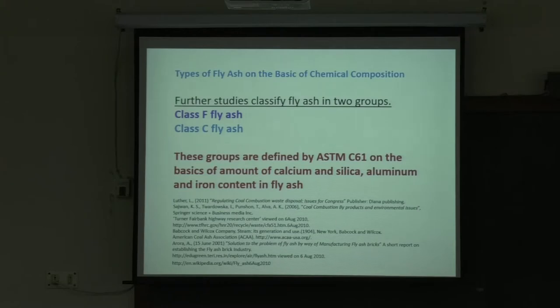Types of fly ash on the basis of chemical composition. So now we are coming to the industry node. They have mainly two types of fly ash: class F fly ash and class C fly ash. These groups are defined by ASTM C618 on the basis of the amount of calcium and silica, as well as the aluminium and iron content in the fly ash. So these are all the references.